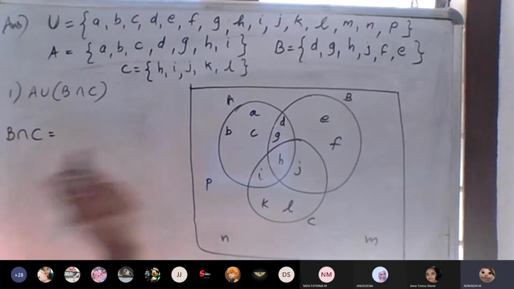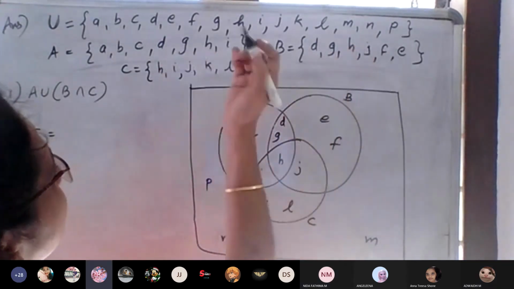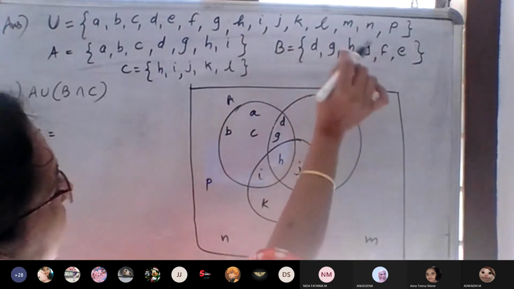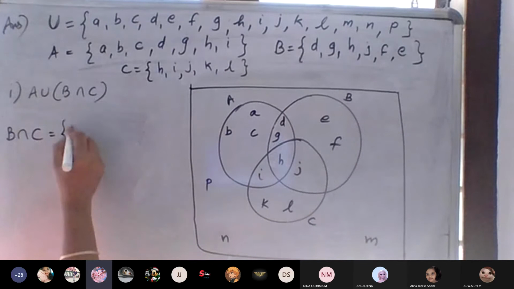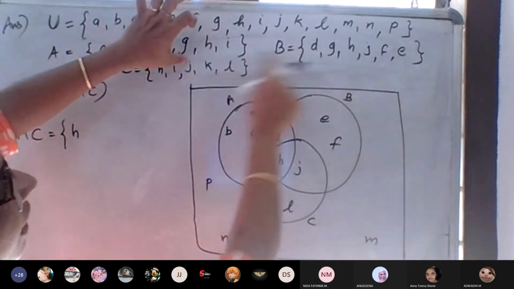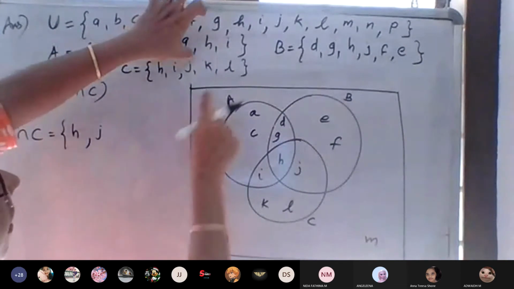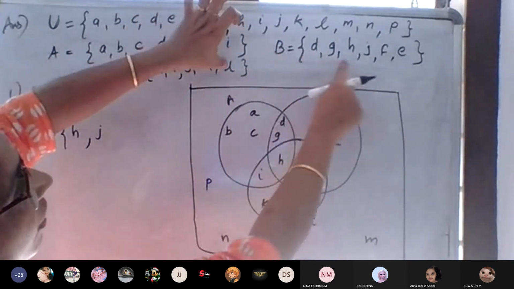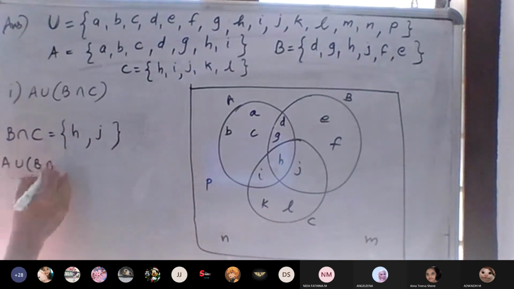If you are feeling any difficulty, take your pencil and draw a circle. That is better. H and J. H, I is not there, then J is there. So common means J we should write. K no. Then L also not there. So H and J.